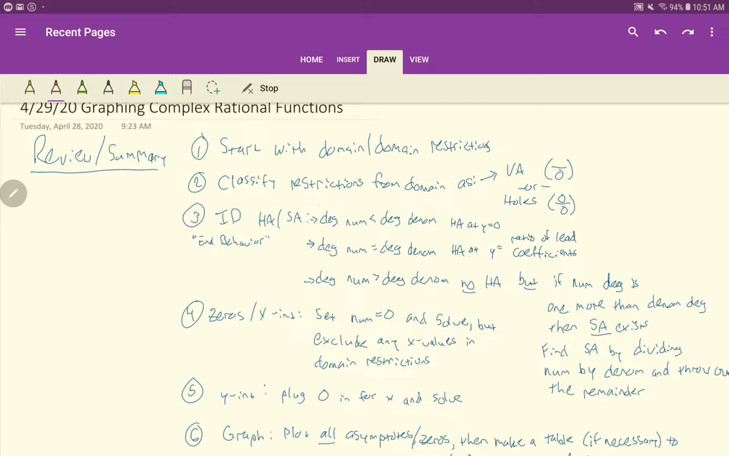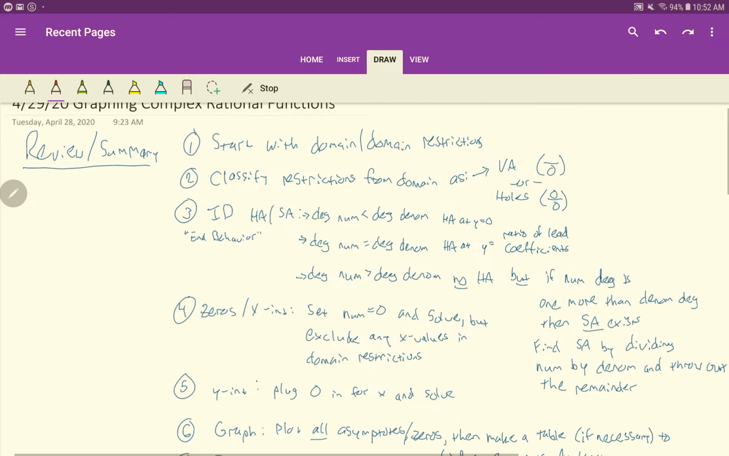So that was what we talked about yesterday, this stuff right here. If the degree of the numerator is smaller than the degree of the denominator, then you have a horizontal asymptote at y equals 0. If the degree of the numerator is equal to the degree of the denominator, your horizontal asymptote is at y equals the ratio of the lead coefficients. Finally, if the numerator's degree is bigger than the denominator's degree, there is no horizontal asymptote. But if the numerator degree is 1 more than the denominator degree, then a slant asymptote (SA) exists.